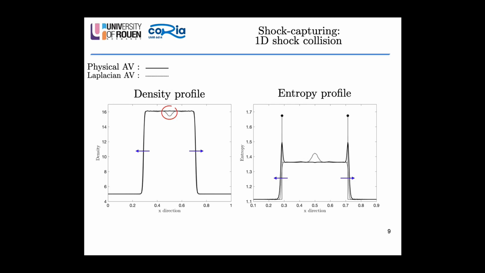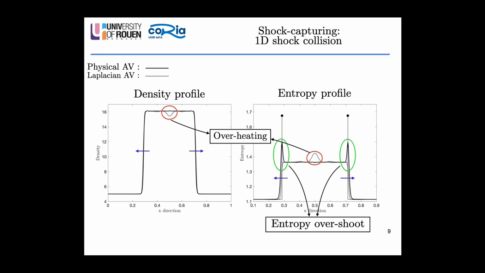We can notice that in the middle of the domain, we have this overheating phenomenon, which is an increase of entropy, and so a consequent decrease of density in the middle of the domain. But this is present only using the Laplacian artificial viscosity, whereas the physical artificial viscosity gives the correct flat profile in this region. Secondly, if we just observe the density profile, we notice that more or less the two schemes are quite equivalent in terms of regularity of the shock. It's well smoothed out. But if we observe the entropy profile, we notice that only the physical artificial viscosity is able to predict the entropy overshoot, whereas the Laplacian model is giving an erroneous monotonic profile.